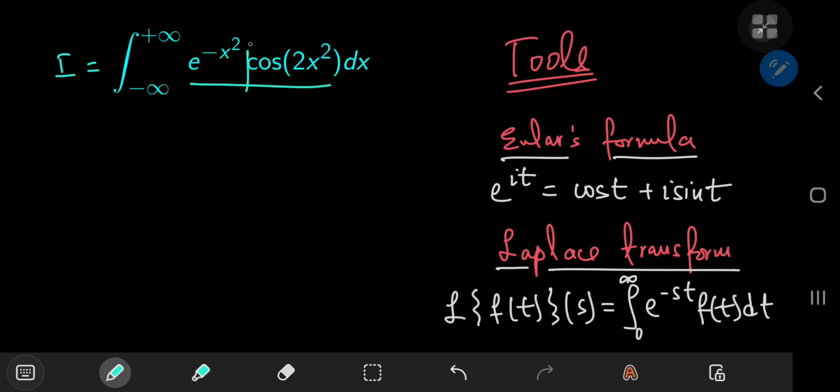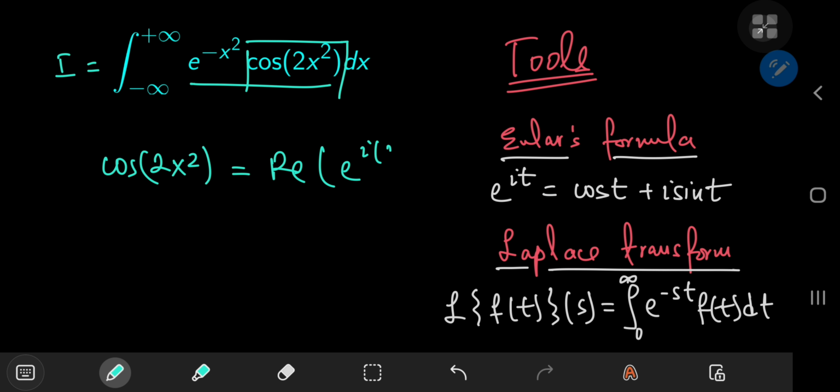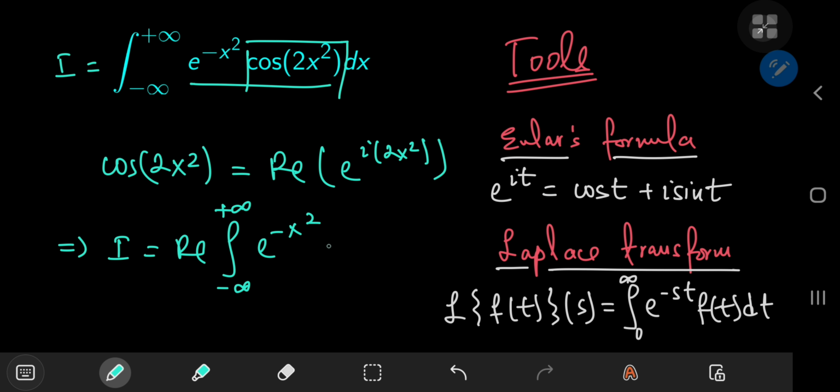Now we have this cosine of 2x squared term, which is the real part of the exponential function e to the i times 2x squared. So this implies that I equals the real part of the integral from negative to positive infinity of e to the negative x squared times e to the 2ix squared dx.